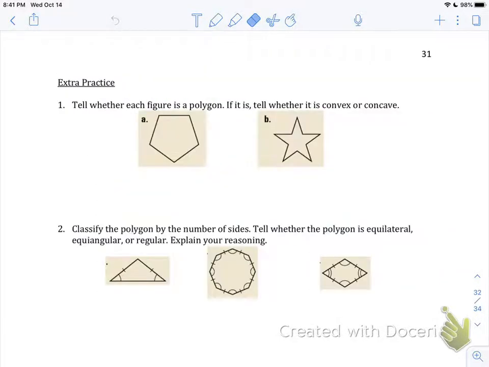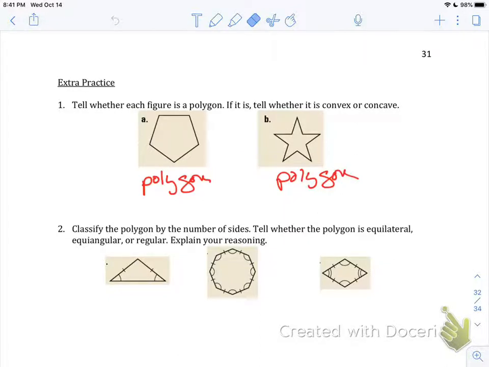Okay, let's go to the very last page here. Here is some extra practice, and actually it's not quite the last. Tell whether each figure is a polygon, and if it is, tell whether it is convex or concave. Both are polygons because they are multi-sided figures, and the sides do not pass inside. So they're both polygons.